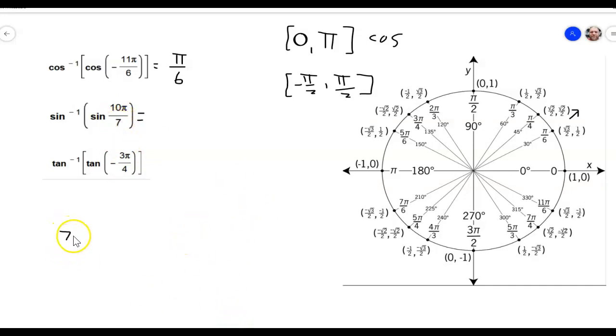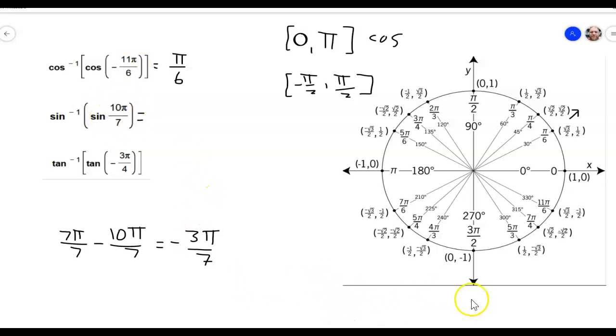I'm going to take pi, which I'm just going to make 7 pi over 7, and subtract that 10 pi over 7. This is going to give me negative 3 pi over 7. And this is just a method to find an angle pointing in a different direction that's going to give us an angle that has the same value as this sine function here. So let's see what that means.